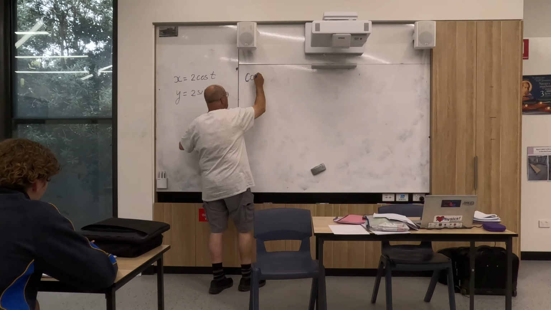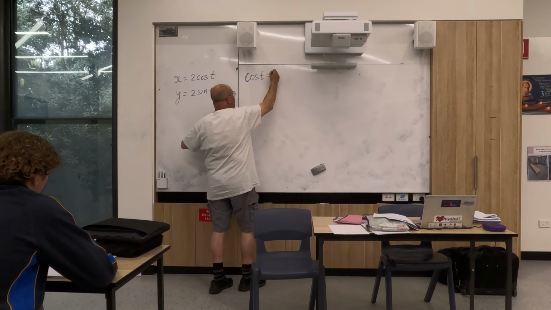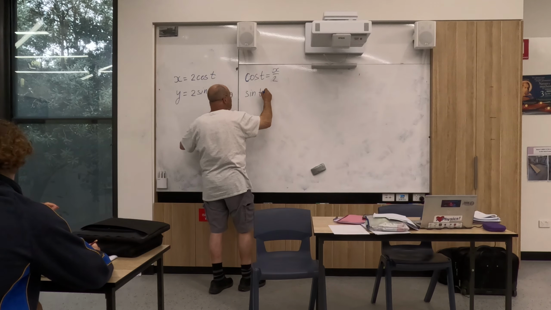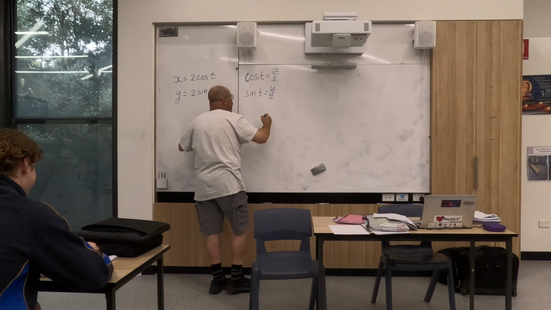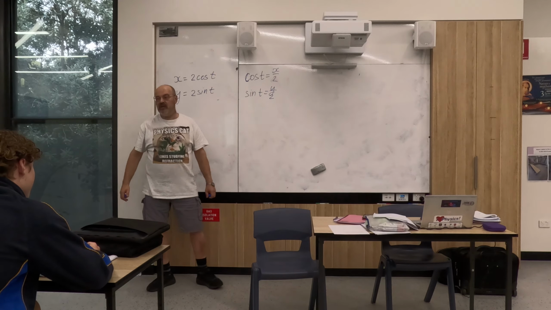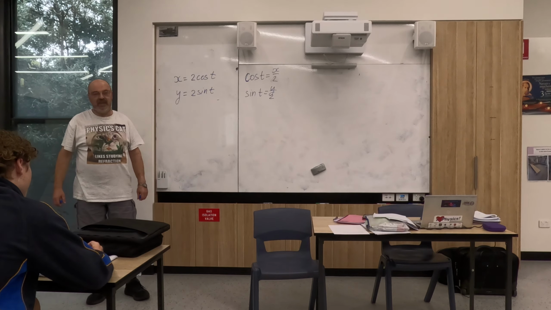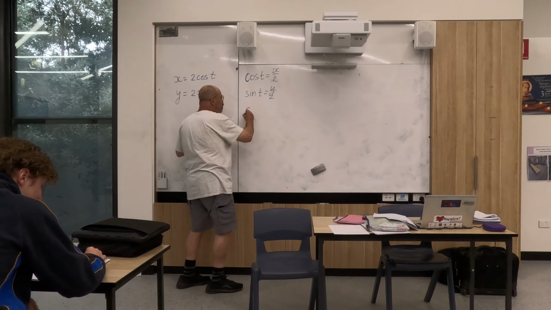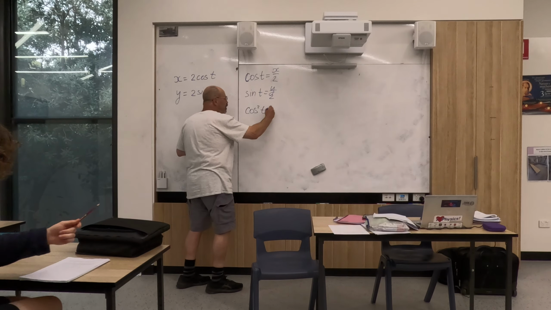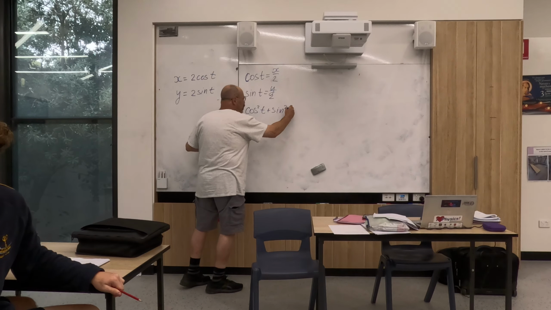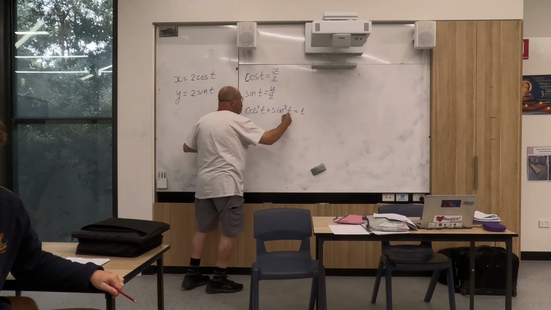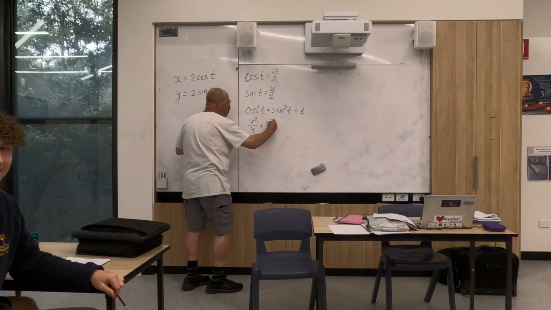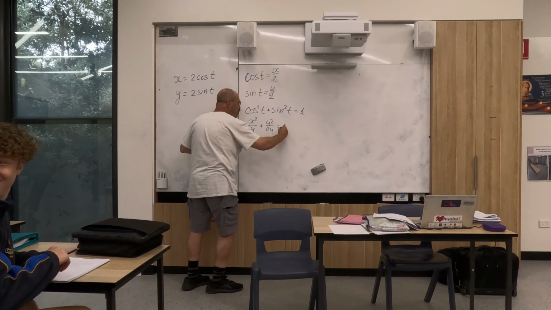We do cos t equals x on 2. Oh, it's cos t. I thought it was just cos. Sin t equals y on 2. And then the Pythagorean identity: sine squared plus cos squared equals 1. So because cos squared t plus sine squared t equals 1, we get x squared on 4 plus y squared on 4 equals 1.